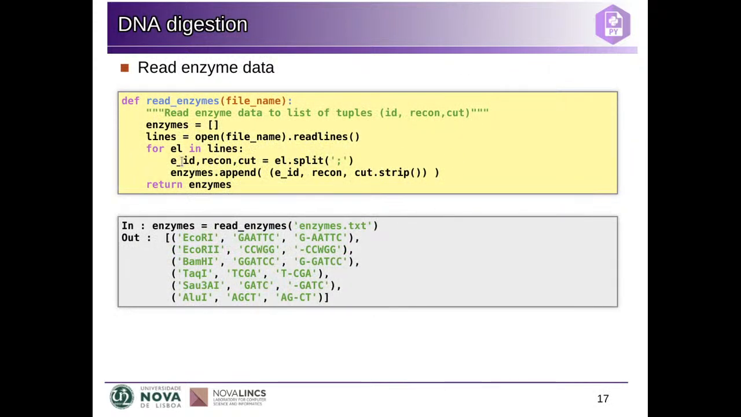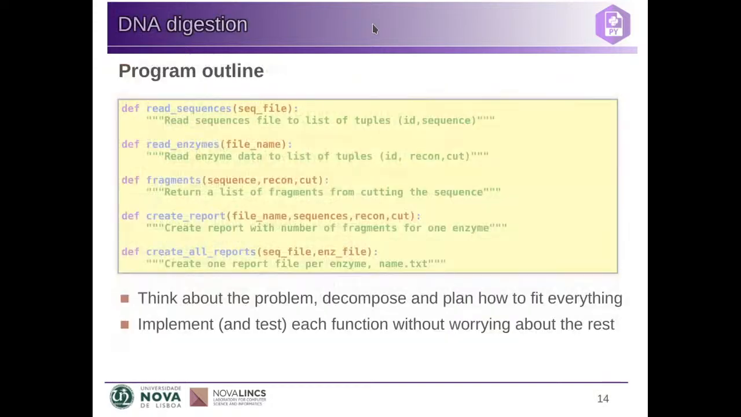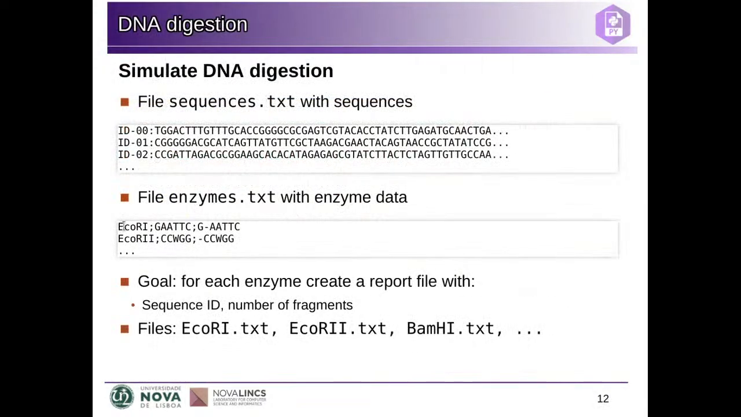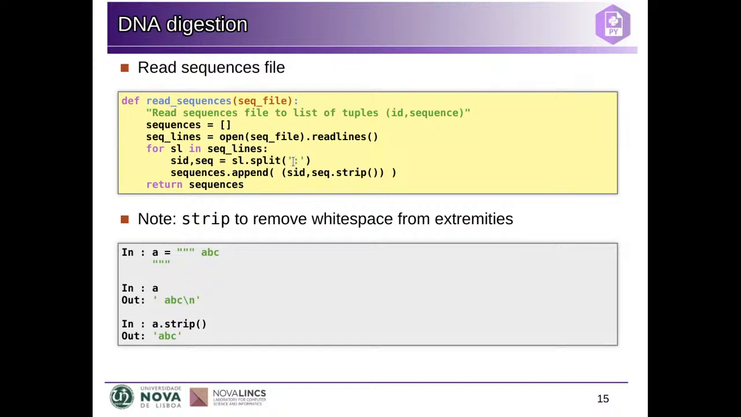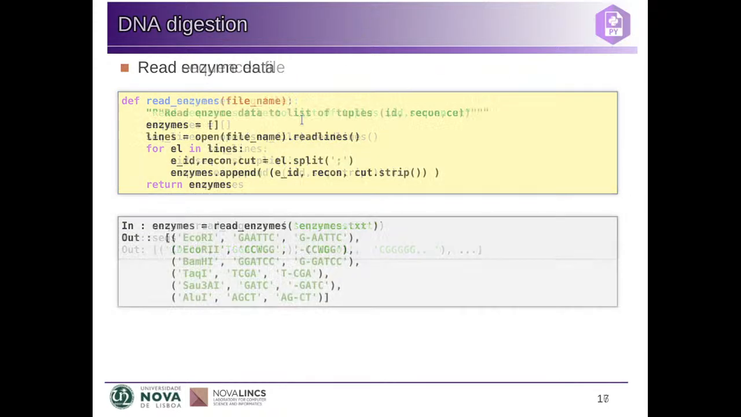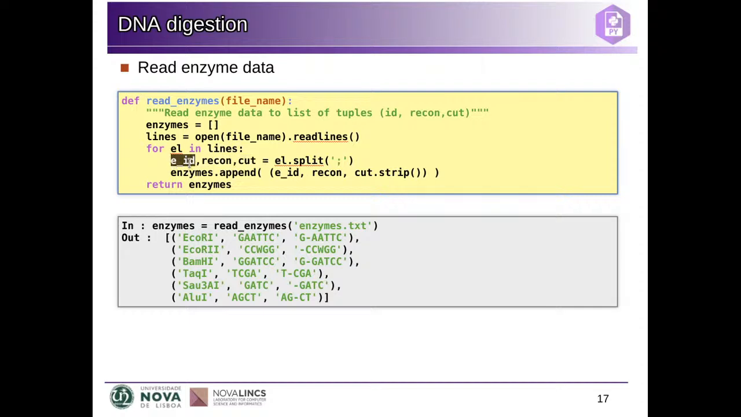So now for reading the enzymes, it's basically the same thing. The difference is that the enzyme data is in a slightly different format. On each line, we have 3 elements separated by a semicolon. So what we do in this case is, instead of splitting by the colon into 2 fragments, in the enzymes we are splitting by the semicolon into 3 different fragments: the identifier of the enzyme, the recognition site, and the cutting point. So remember that split produces a list of substrings by deleting that separator.